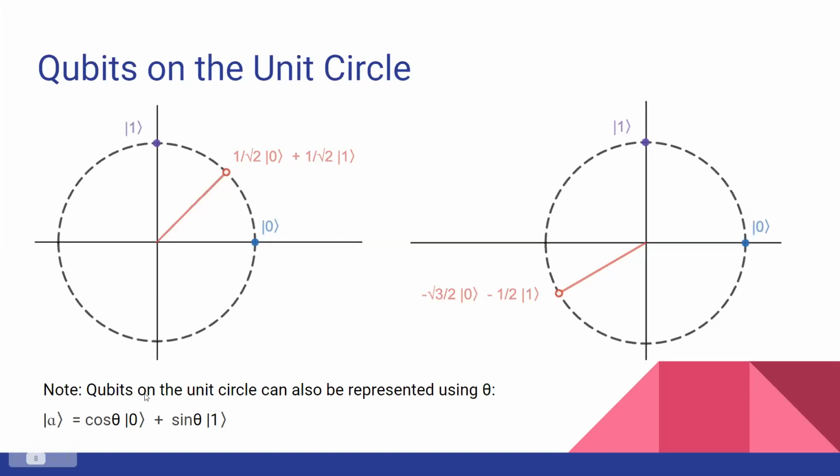And just something to note is that qubits on the unit circle can also just be represented using the angle on the unit circle. So cosine theta for the x value and sine theta for the y value. And also, you can see that the 1 vector is represented by the vector alongside the y-axis, and the 0 vector is the vector on the x-axis.